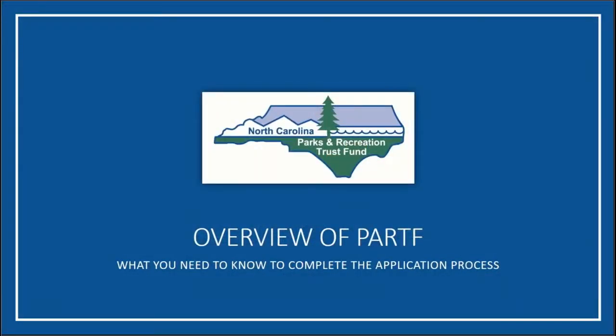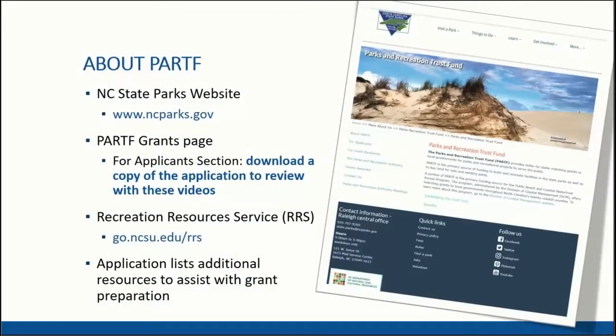So just to give you an overview of PARTF, and again, this is what you need to know to complete the application process. For the North Carolina Parks and Recreation Trust Fund, you can find out a lot more if you go to the NC State Parks website. They administer the trust fund, so ncparks.gov. As we go through this process, if you haven't already, go to the PARTF grants page through More, and then the Parks and Recreation Trust Fund. If you click on the link for applicants, you'll be able to download a copy of the application. Please have that with you as you go through all of these videos. It will be very helpful.